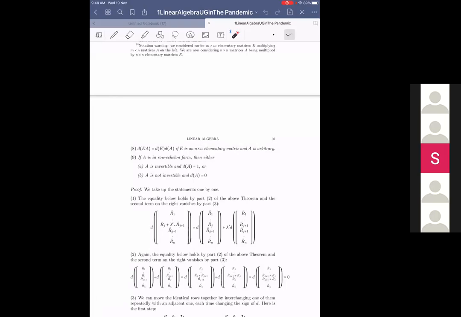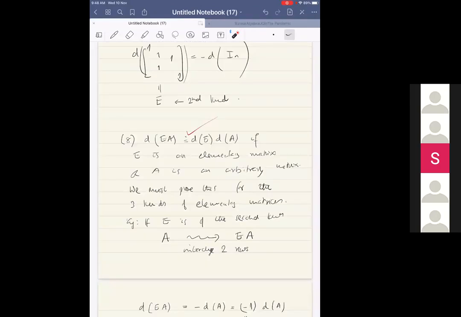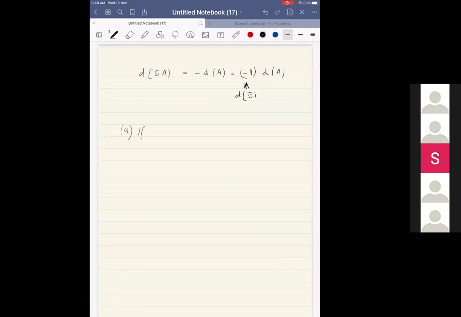So now we come to part 9. What does part 9 say? If A is in row echelon form, either A is invertible and D of A is 1, or A is not invertible and D of A is 0.